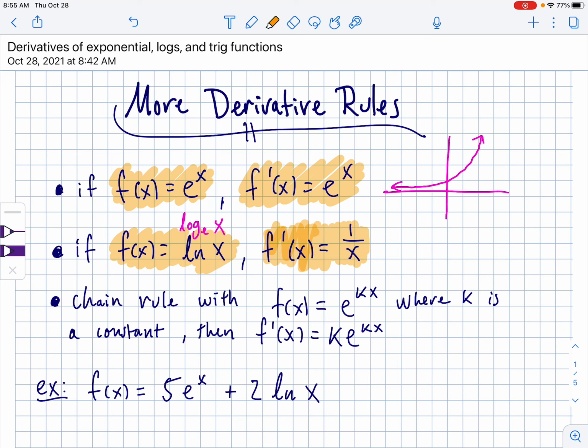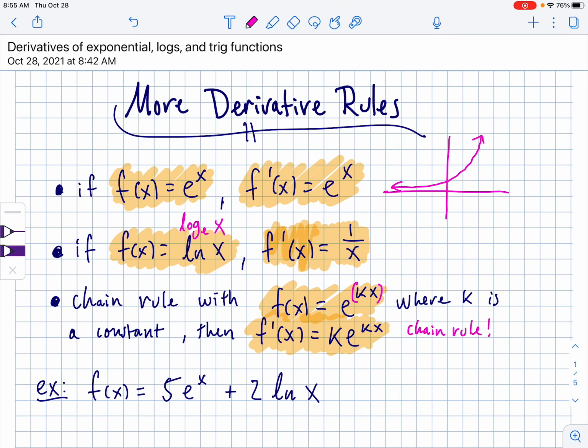The book also makes a point of giving you this one, that if f of x equals e to the kx, where k is just a constant, then the derivative is k e to the kx. But I think this one you can figure out just by doing a chain rule, because you can think of this as the inside function, the kx, and then the derivative is just k. So it's the derivative of the outside with the inside the same times the derivative of the inside. The derivative of the inside is just k.